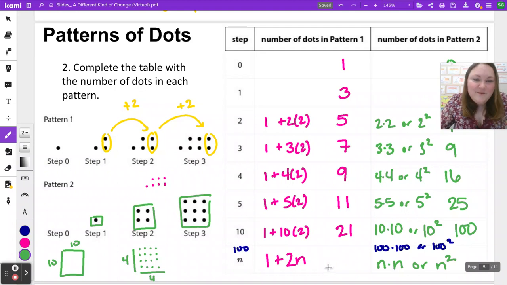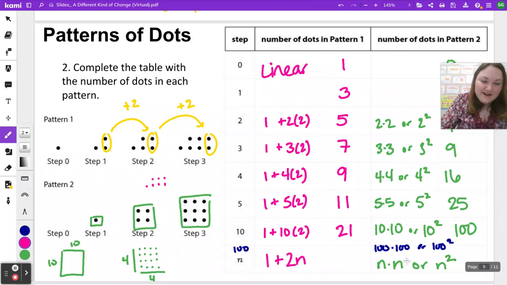To summarize what we're seeing here, this first pattern, we were adding 2 dots every single time. That gave us this table here and that expression at the end, 1 plus 2n. This first relationship here, you should be familiar with this. Say it with me. This is a linear relationship. It is going up the same amount every single time. And look at that expression we've got. That's what linear relationships look like.